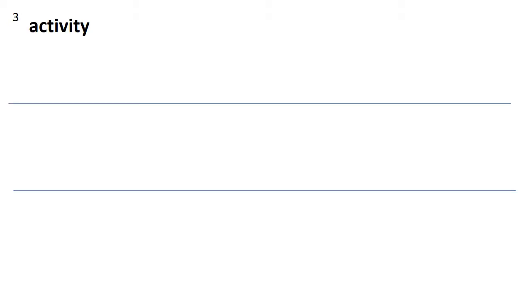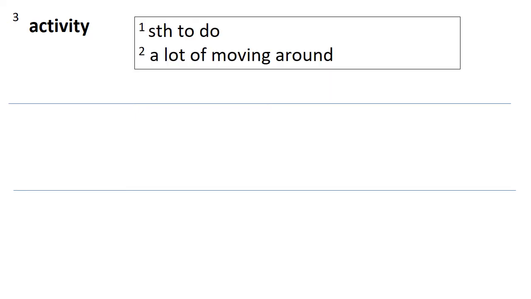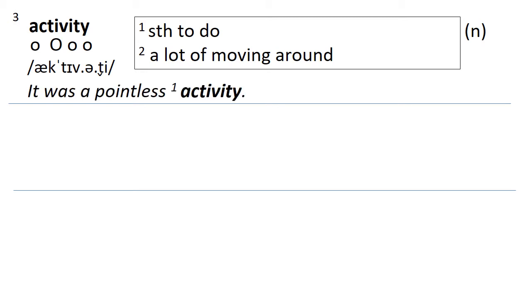Number 3 is activity. Activity is something to do, or it could be a lot of moving around. It's a noun. How many syllables are in activity? There are 4. Stress on the second. Activity. It was a pointless activity.